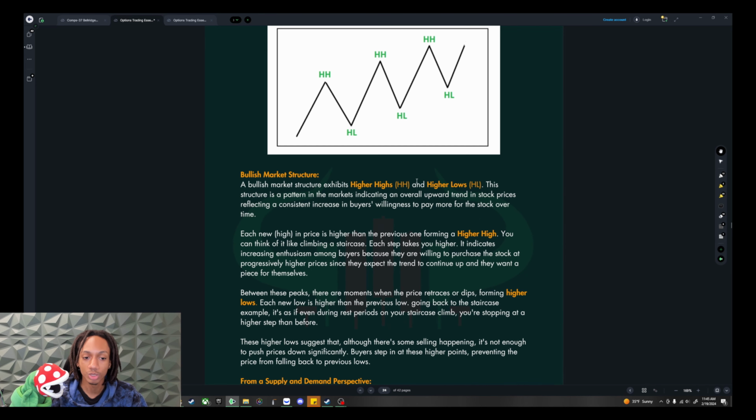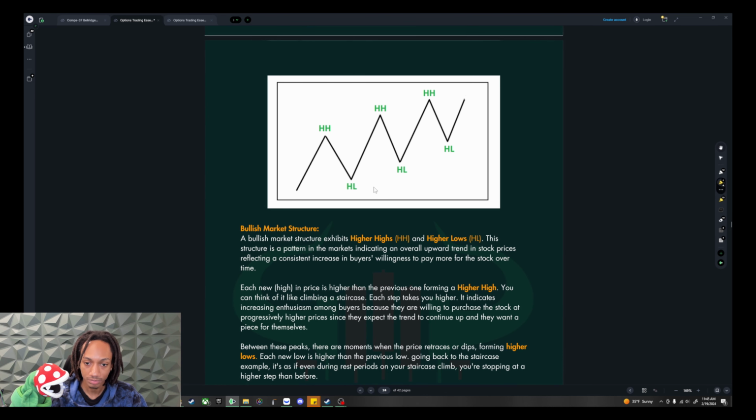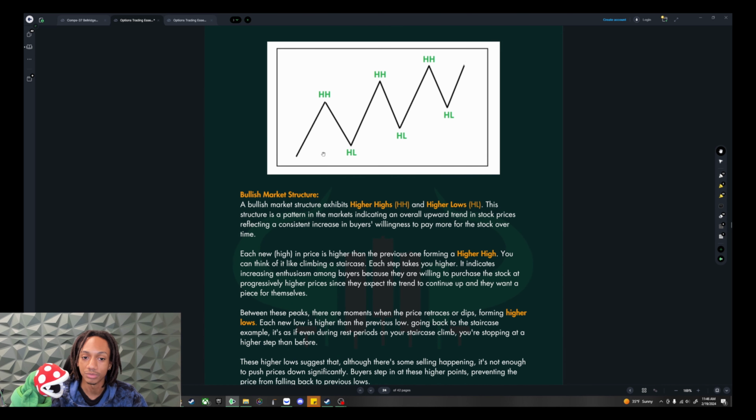So bullish market structure exhibits higher highs and higher lows. Price moves higher, and then price isn't gonna move up infinitely. It has to come back down. Supply is gonna come in, stuff like that. But over time, you see that price keeps moving higher, and each time there's a pullback. So it moves up, pulls back, creates a higher low, and then it moves higher again.